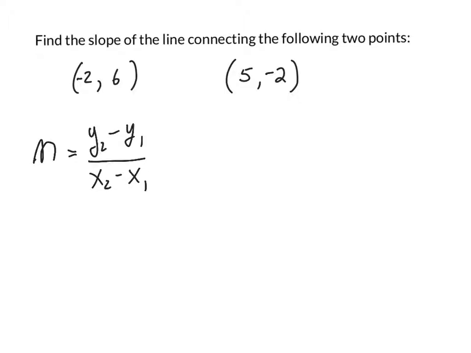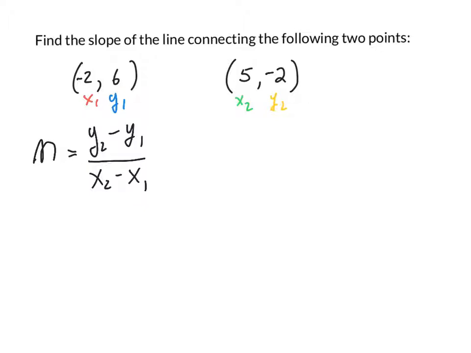So we have to go back, and what we're going to do is we're going to label our points. We have to pick a first point and we have to pick a second point, and that gives us our first and second coordinates. So I'm going to call this x1 and I'll call this y1. So this negative 2, 6 will be the first point that I pick, and then 5, negative 2 will be the second point, so I'll call this x2 and I'll call this y2. So I'll try to color code these as we go along.